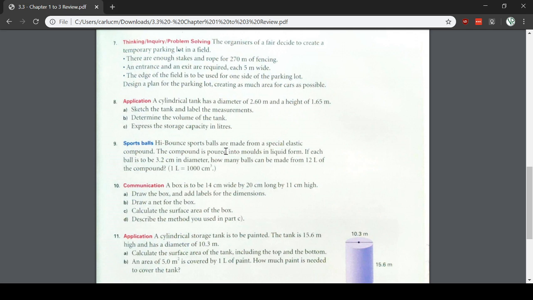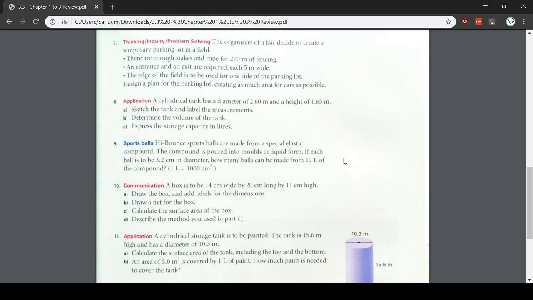from a special elastic compound. The compound is poured into molds in liquid form. If each ball is to be 3.2 centimeters in diameter, how many balls can be made from 12 liters of the compound? Well, we're going to find the volume of the balls.